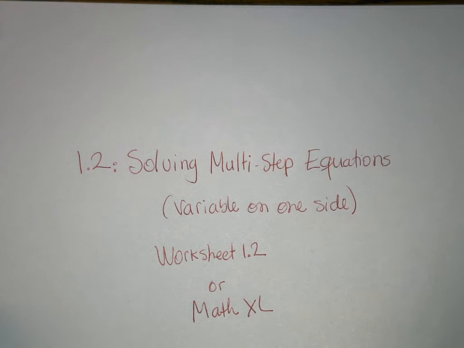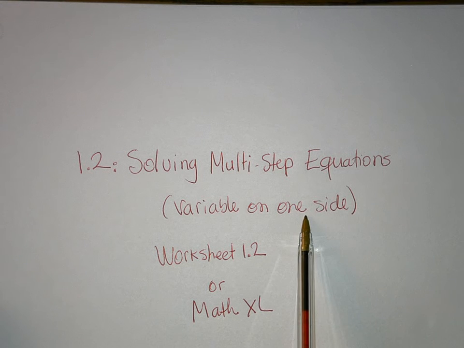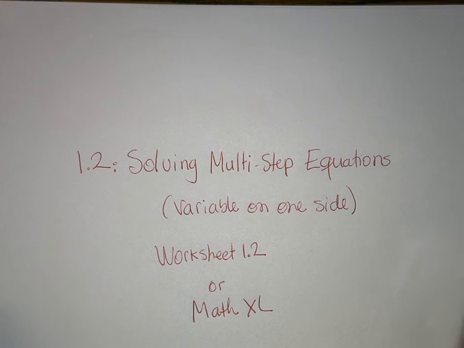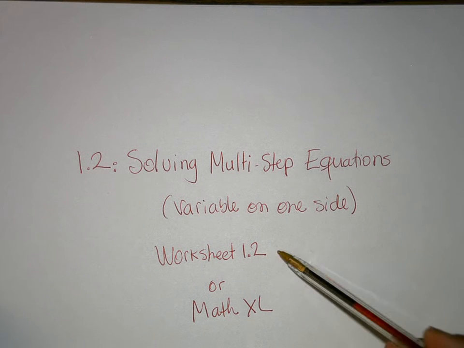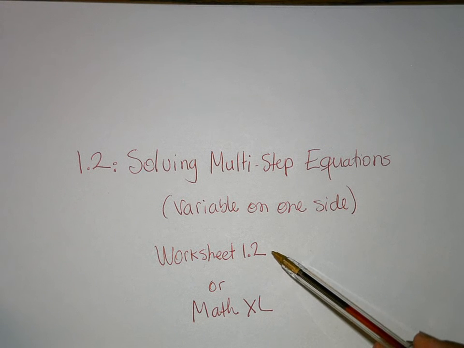There's going to be a 1.3 that's also going to be solving multi-step equations, but in this one, the variable is on one side only, okay? And in 1.3, the variable will be on both sides. So we're building up slowly. And this is going to correspond to worksheet 1.2 that I gave to you in class this Friday, yesterday.